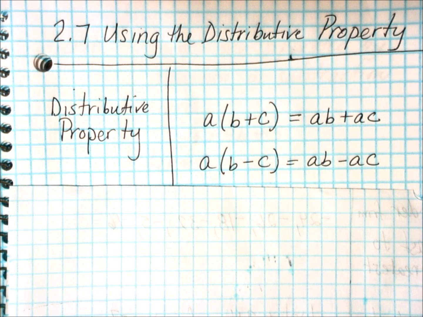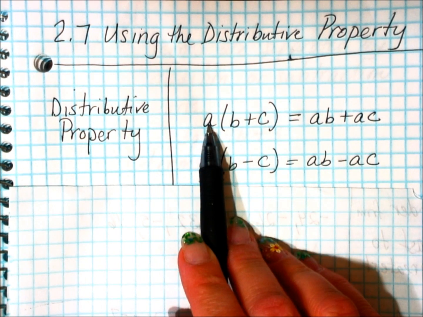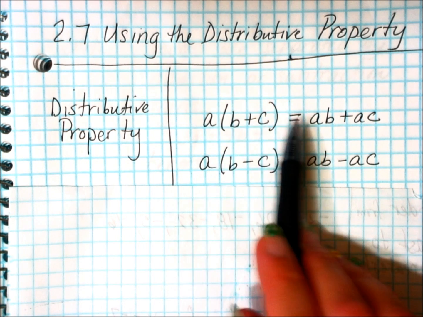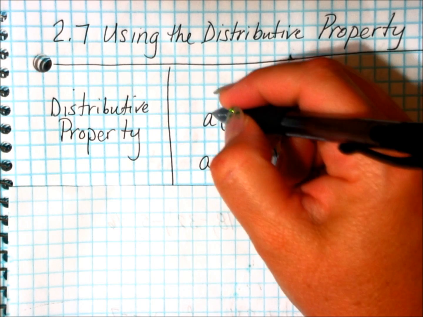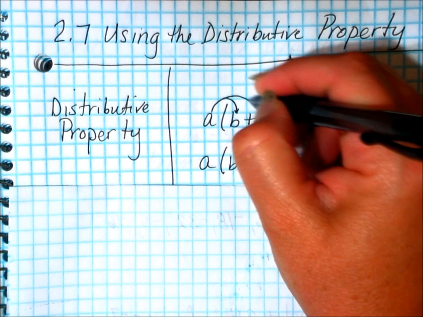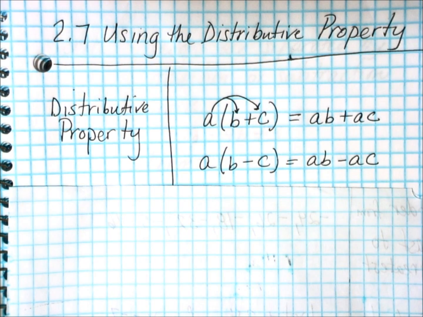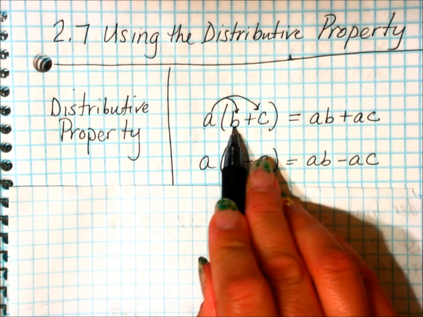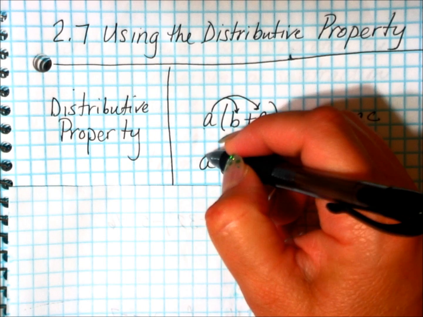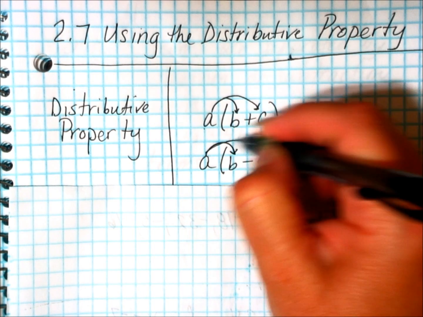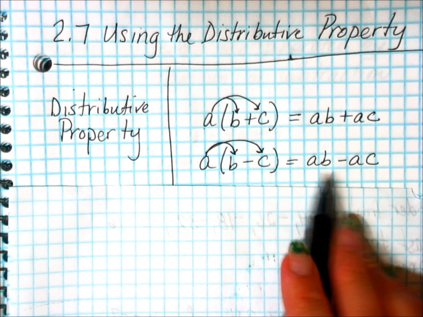2.7, using the distributive property. So when you're looking at the distributive property, it doesn't matter if it's addition or subtraction, there's a number outside of the parentheses and there are numbers inside the parentheses. So what you're doing is you're sharing that A with everything inside the parentheses. So A times B and A times C.